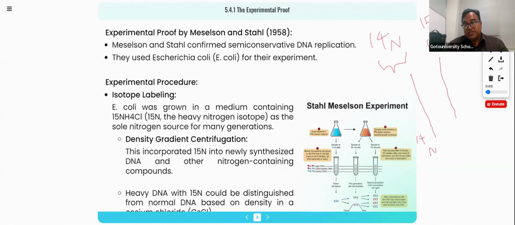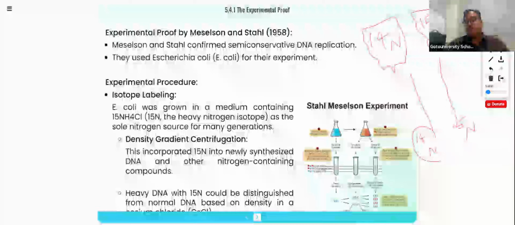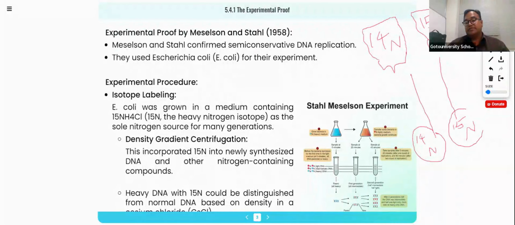So we know very well the DNA requires nitrogen. So I am growing the bacteria in a nutrition medium having 14N nitrogen. I am also growing the bacteria in a medium rich in 15N nitrogen. So some bacteria are having 14N nitrogen, some bacteria are having 15N nitrogen, right? So the bacteria which have 15N have more weight than the 14N DNA, right?